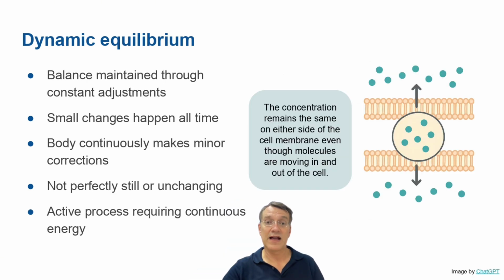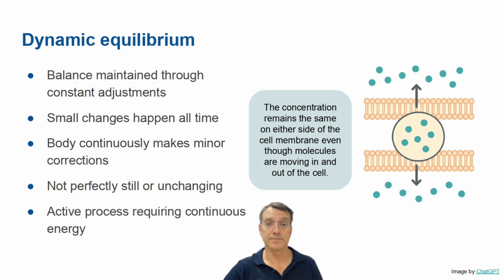Dynamic equilibrium means balance is maintained through constant small adjustments. Small changes happen all the time, and your body continuously makes minor corrections. This isn't perfectly still or unchanging. It's an active process that requires continuous inputs of energy. Like molecules moving back and forth across a cell membrane, the overall concentration stays the same, even though individual components are constantly moving.